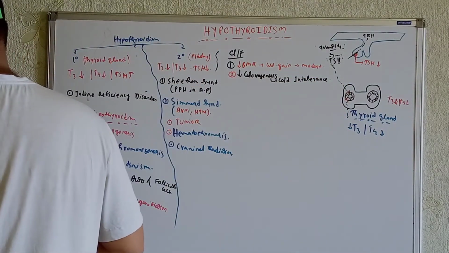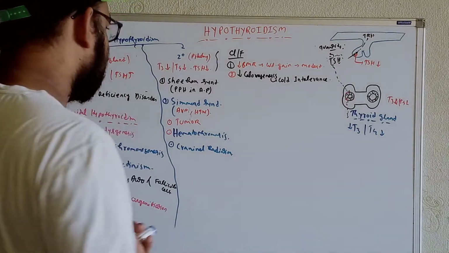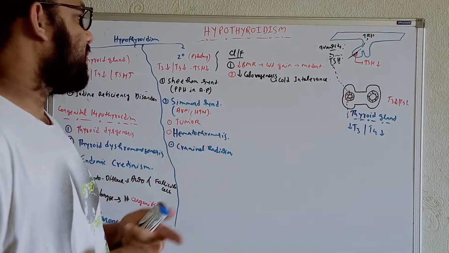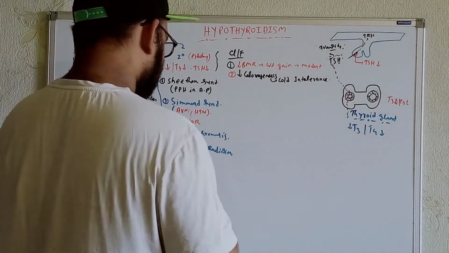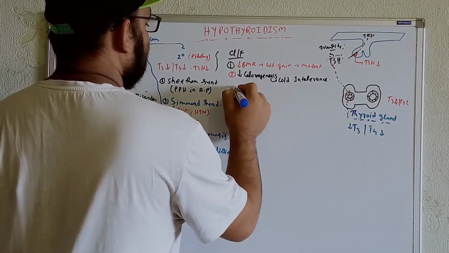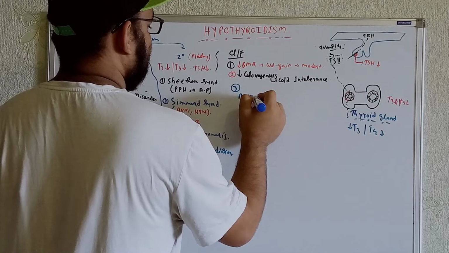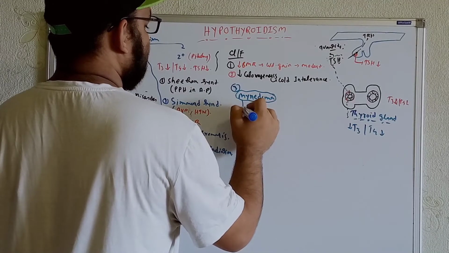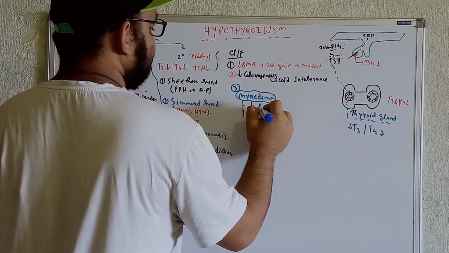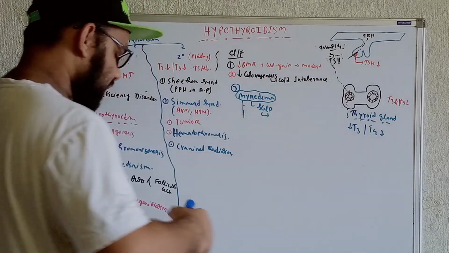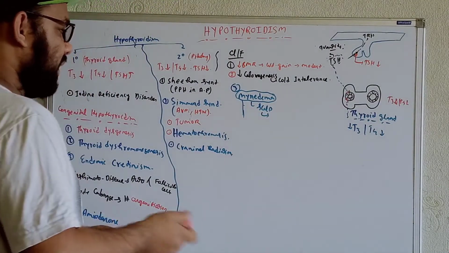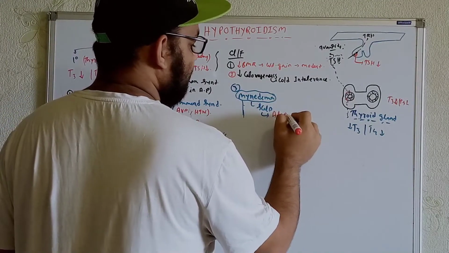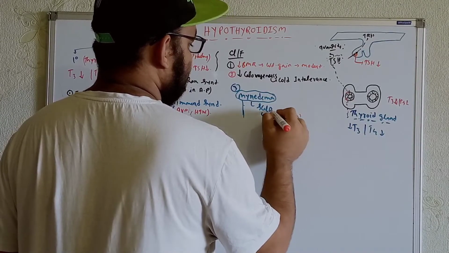Okay. Now the most important problem we will get here is the development of myxedema. We can get the development of myxedema in persons with hypothyroidism. Whenever we get myxedema, what type of problem can we see? For example, if we get myxedema within the scalp, there is a chance of developing alopecia, hair loss. There is a chance for development of alopecia.